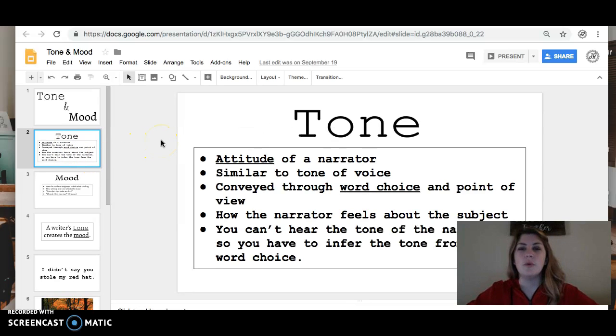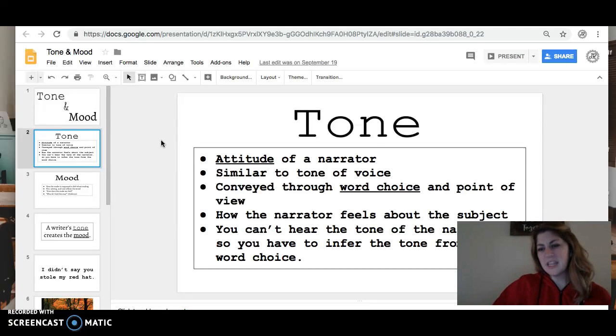All right, so for tone, tone is the attitude of the narrator. Okay, so remember we talked about, parents, I'm sure that you can encourage this, but have you ever had anybody say, it's not what you say, it's your tone of voice? So that's kind of what we're talking about here. When somebody says, don't use that tone of voice with me, it's normally because you're saying it with an attitude. Okay, so that's how you can remember tone. Tone is the attitude of the narrator. It's similar to tone of voice, and it's conveyed through word choice.